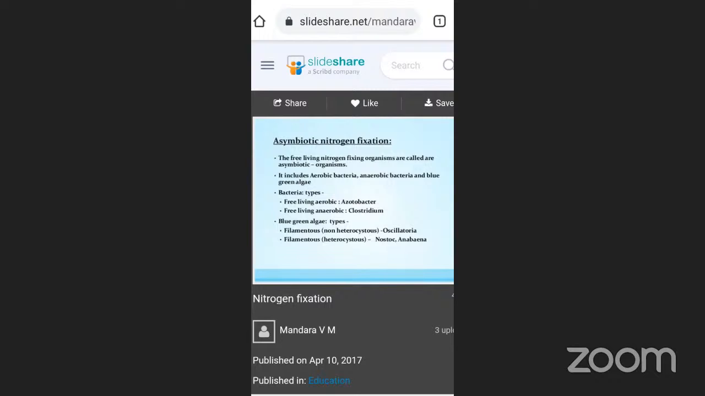So this cycle is involved in nitrogen fixation, the biological nitrogen cycle. So mainly here it is biologically involved. That's why we discuss the biological nitrogen fixation.